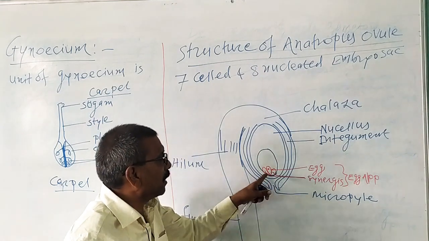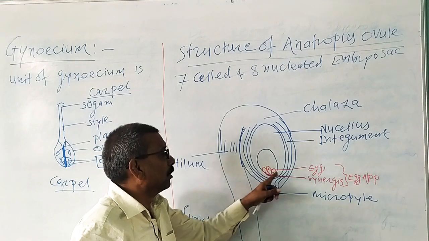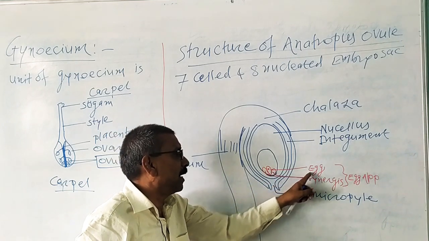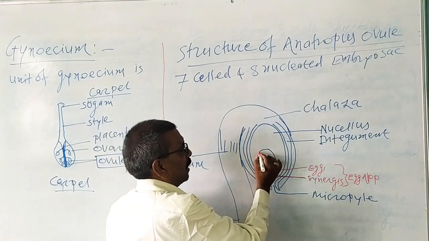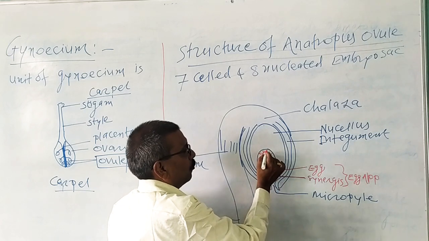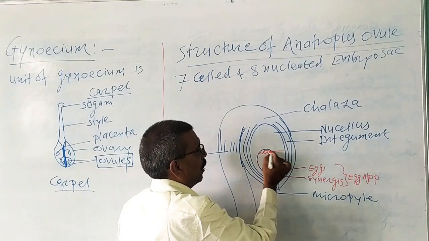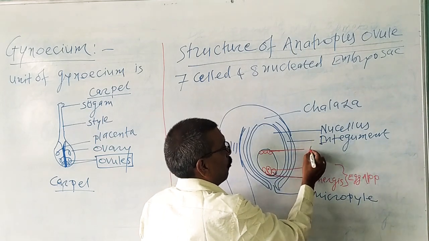Now what is the egg apparatus? A group of 3 cells towards the micropylar end. Out of this, the central large cell is the egg cell and 2 laterals are synergids. Then a group of 3 cells in the embryo sac present toward the chalaza end, 1, 2 and 3 together, are known as antipodals.